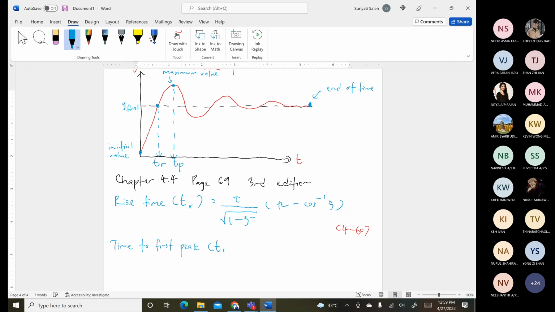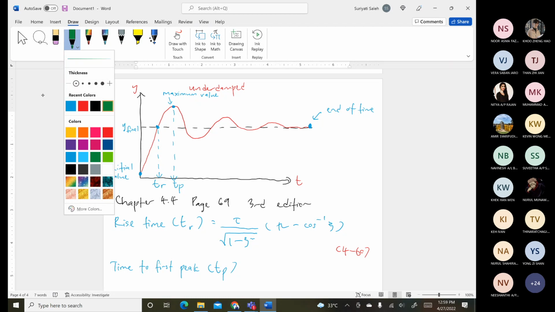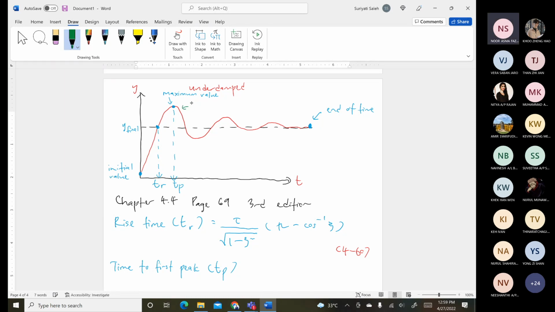TP: time to first peak. The time needed to reach the maximum value. Since this one is like a mountain, this is what we call the first peak.